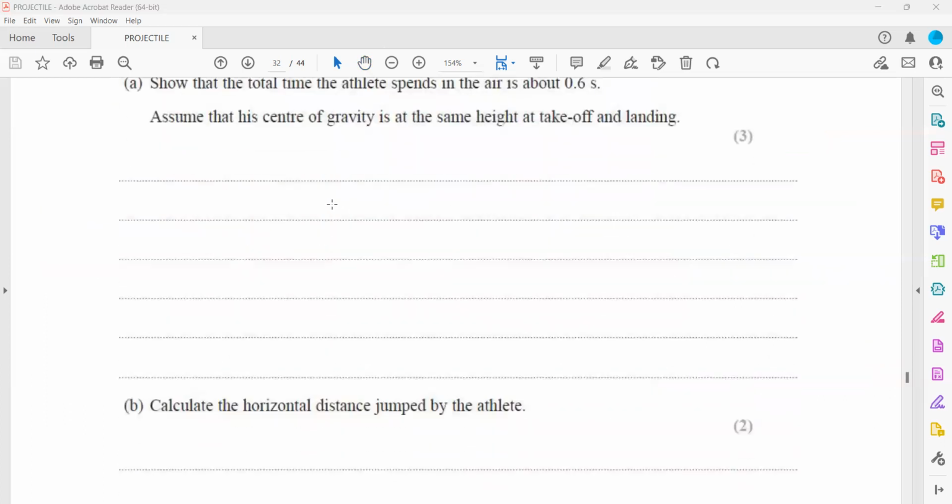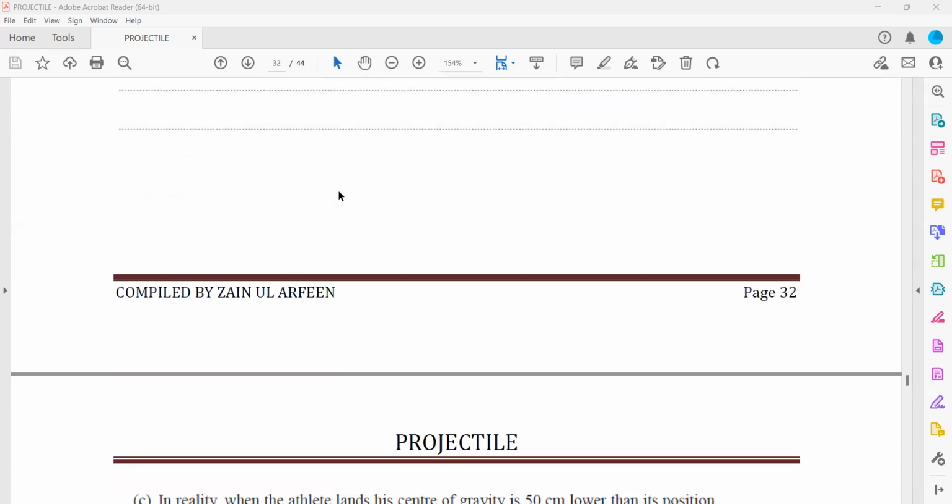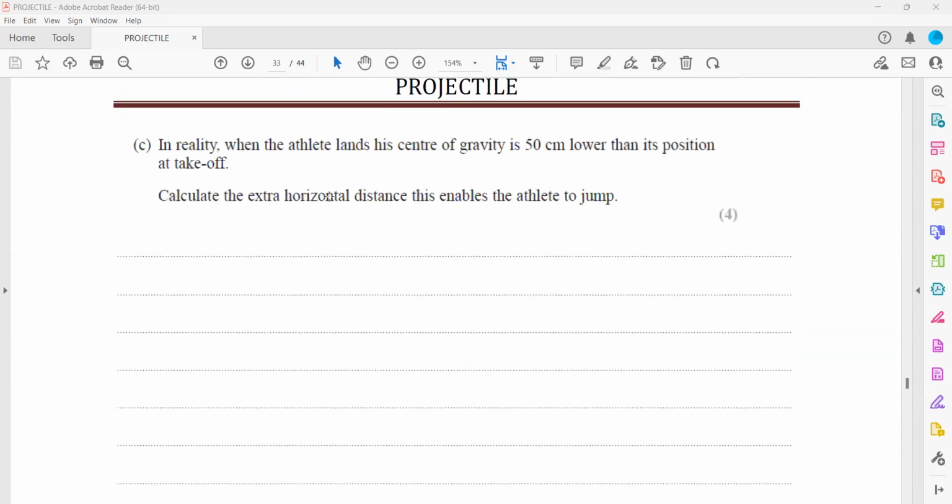There is a similar pattern in solving such questions: first we get the time to reach the maximum height, then the total time of the flight, and then we find the range. In reality, when the athlete lands, his center of gravity is 50 centimeters lower than the position at takeoff. Calculate the extra horizontal distance this enables the athlete to jump. So how can we work out the extra horizontal distance?